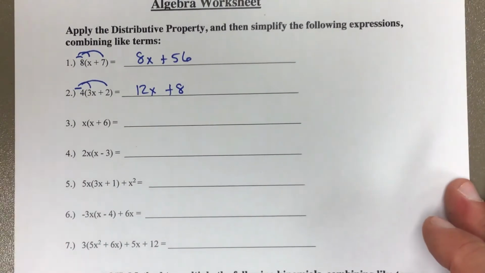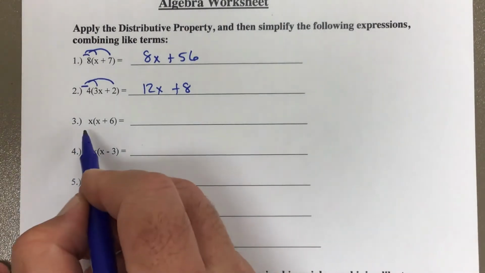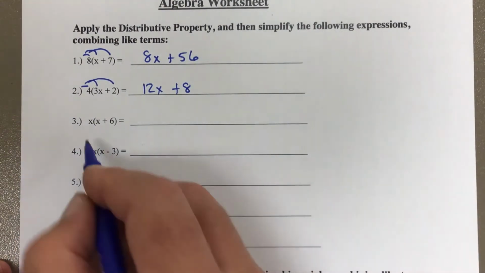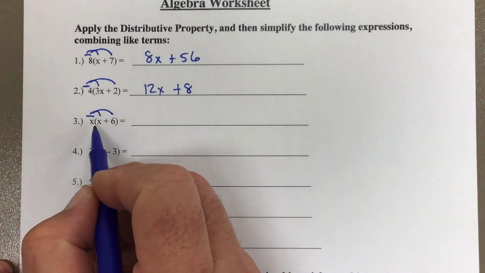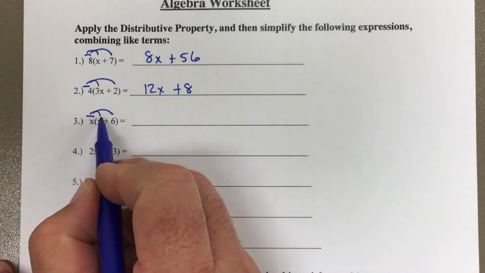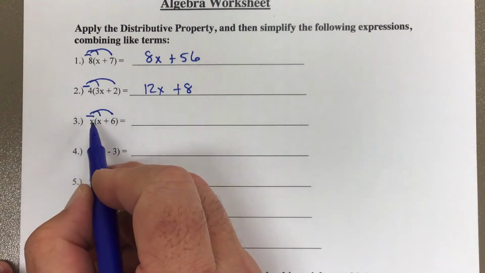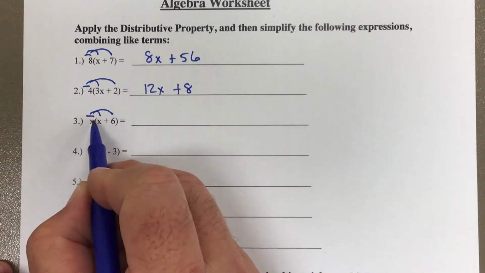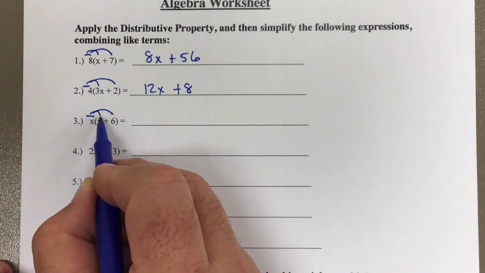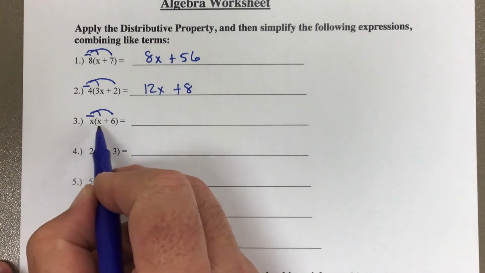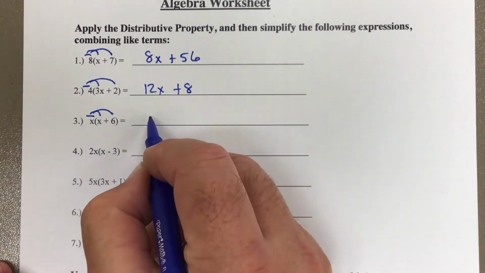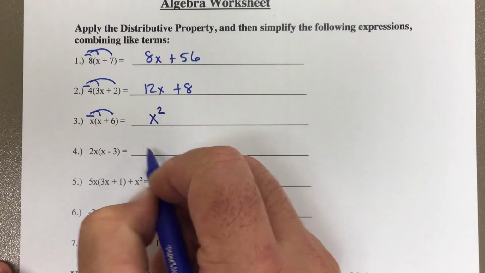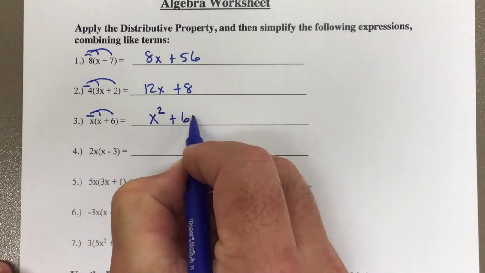But now, starting with number 3, there's a variable on the outside here. So now we have to distribute this variable to everybody on the inside. So we have to remember that x times x, which is what this is, we would then add the exponents. And my little saying, if I don't see 1, it is 1. So there's an exponent here of 1, and there's an exponent here of 1. So x times x is really x to the 1 plus 1, or 2. So x times x is x squared, and then x times 6 is 6x.